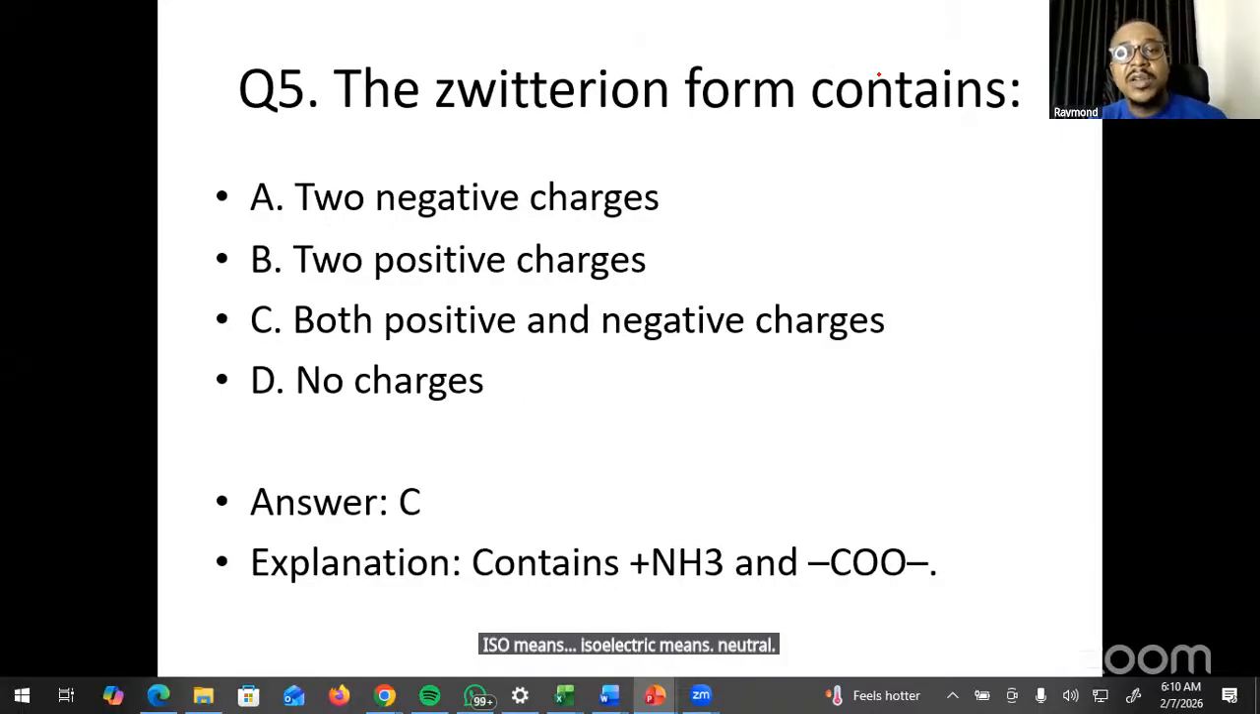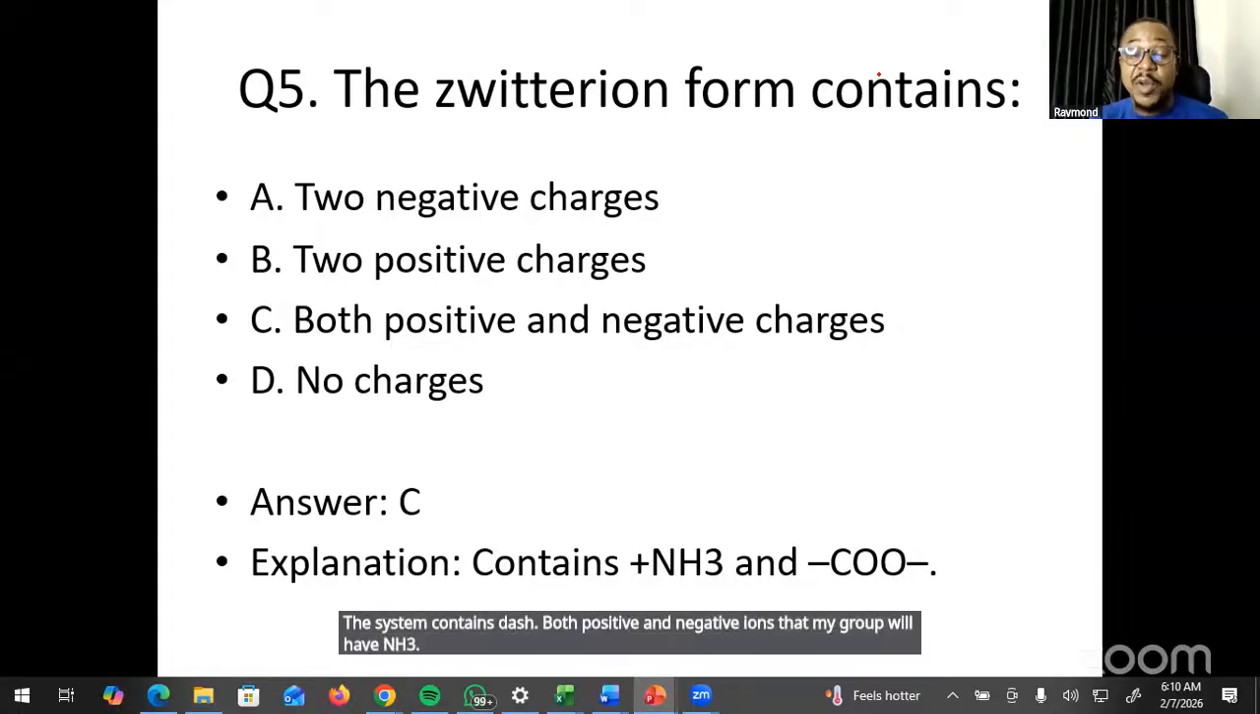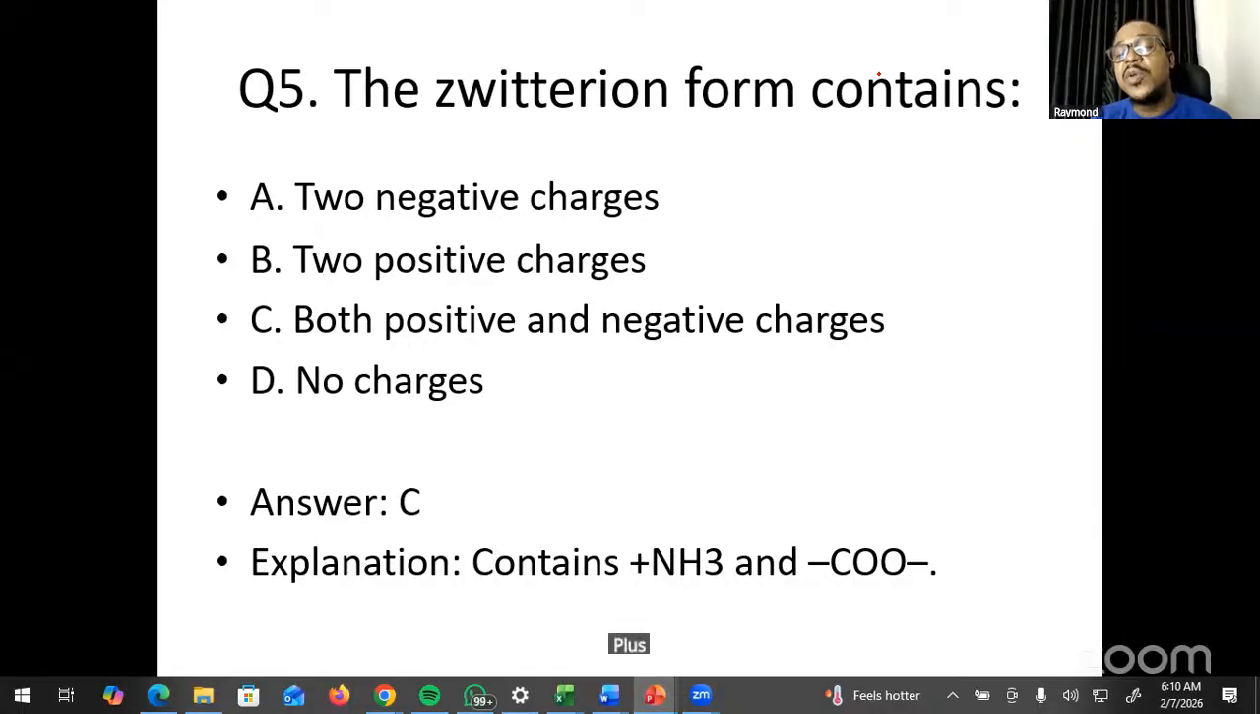The zwitterionic form contains both positive and negative ions. The amino group will have NH3 plus, while the carboxyl group will have COO minus. So we say they are zwitterions.